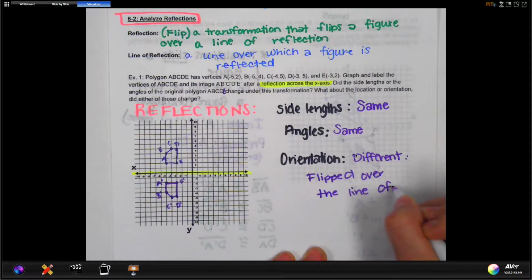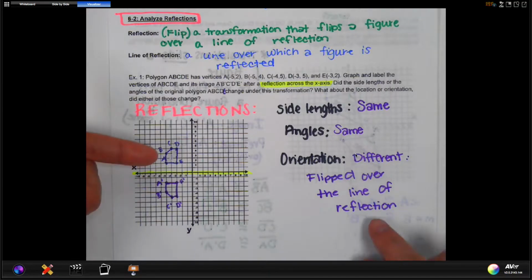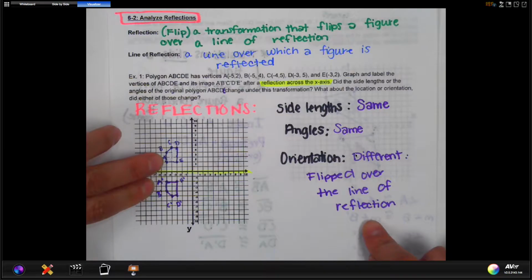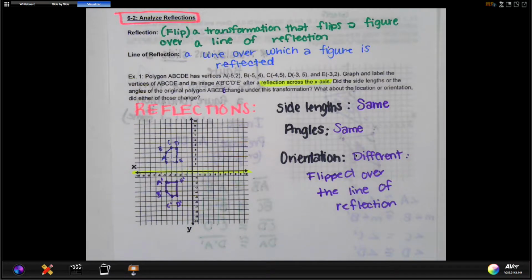So that's the basics of reflections. The thing that's going to change as we go about this is, what is your line of reflection? This is your basics: you have to identify your line of reflection, and your corresponding vertices have to be the same distance from the line of reflection all the way through.